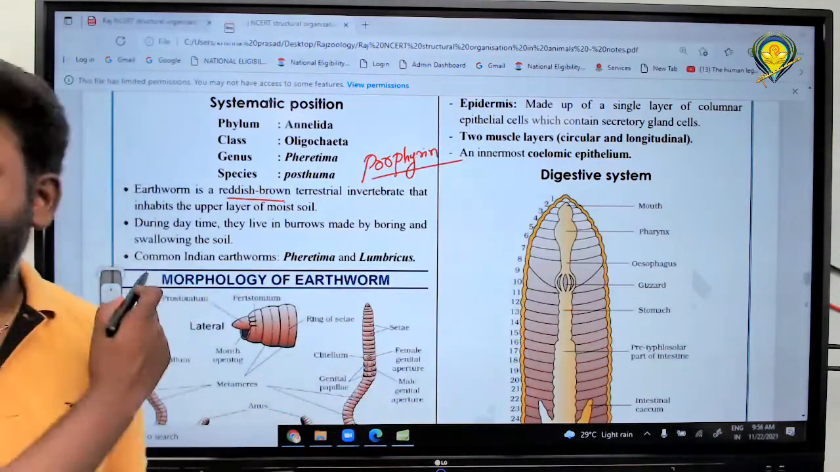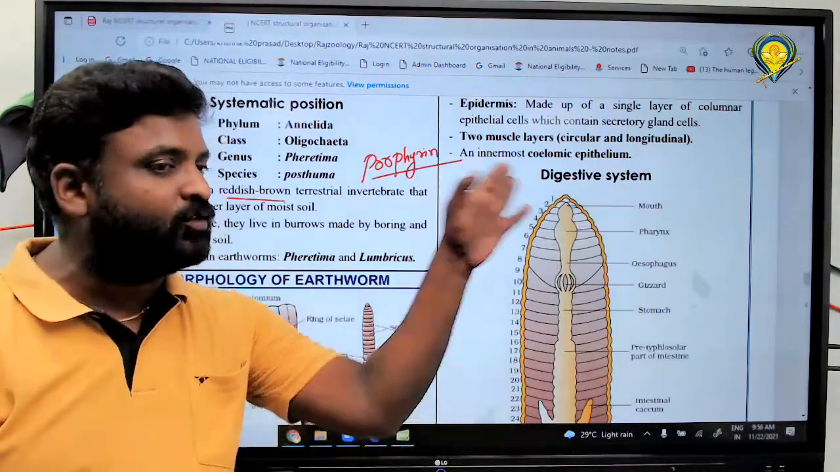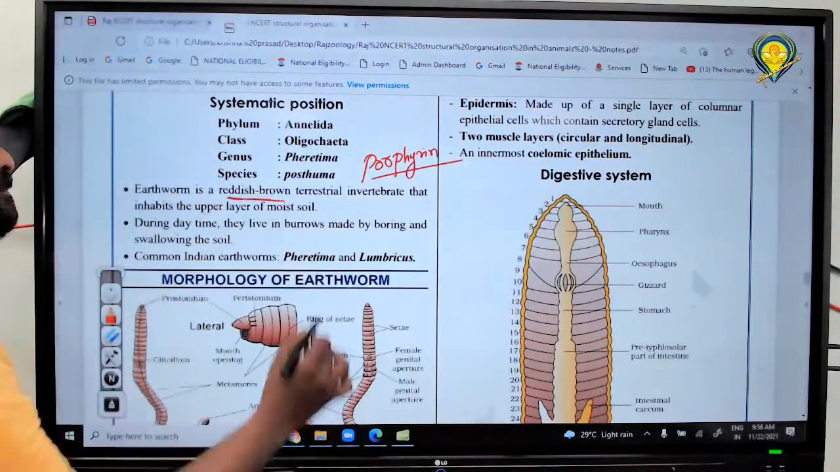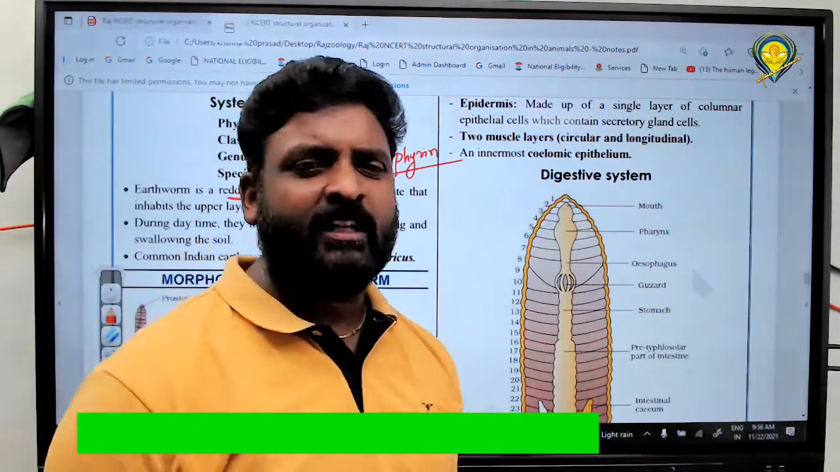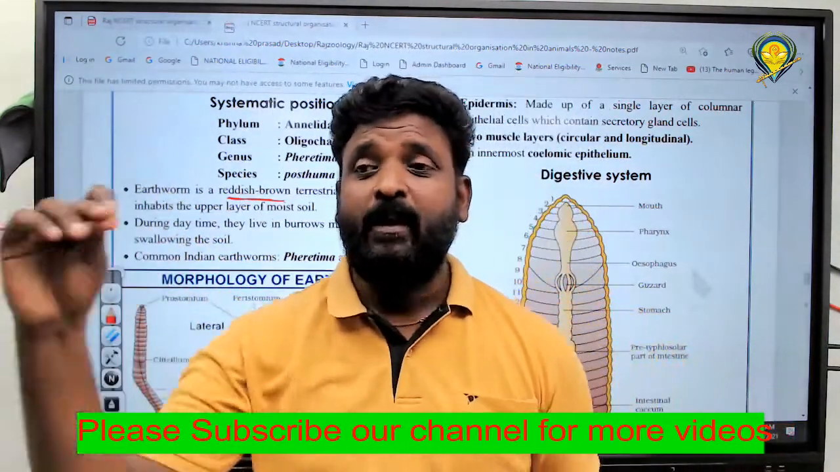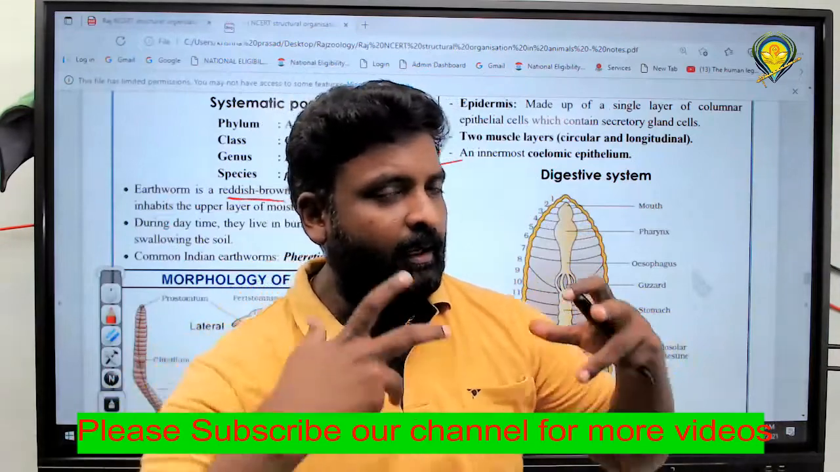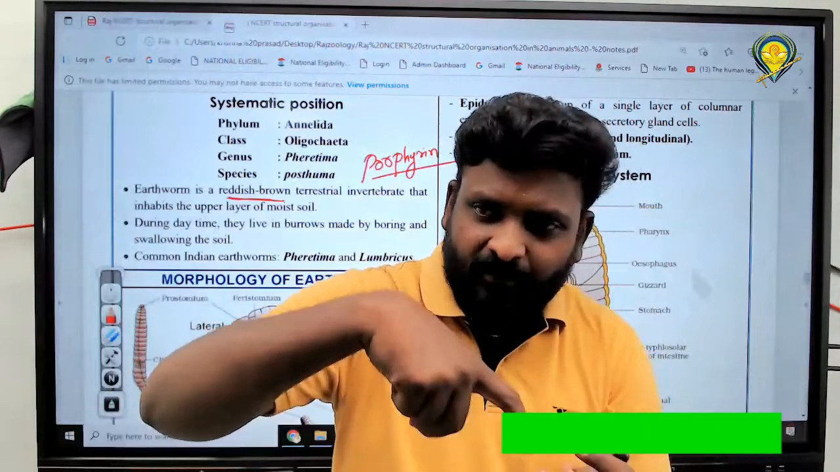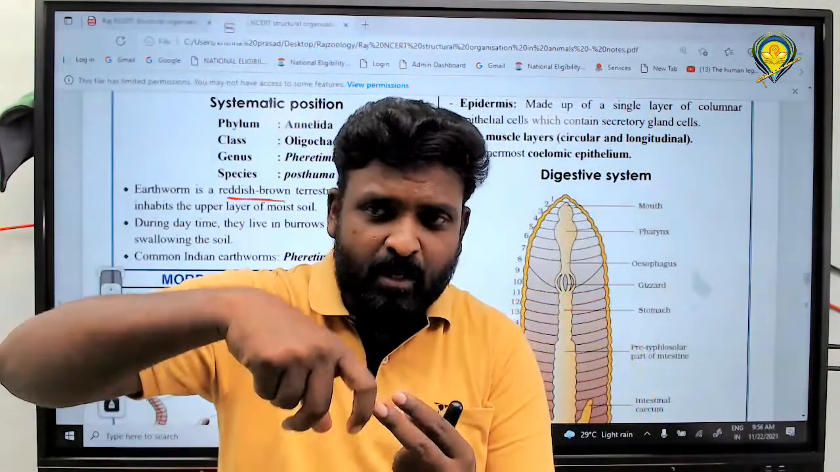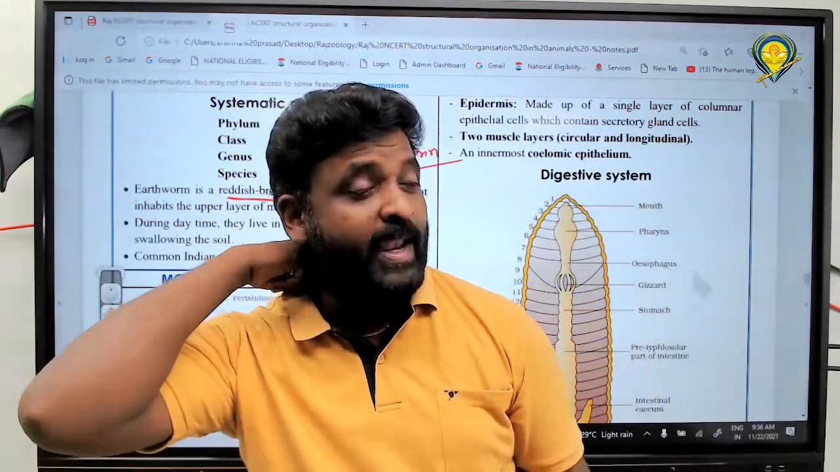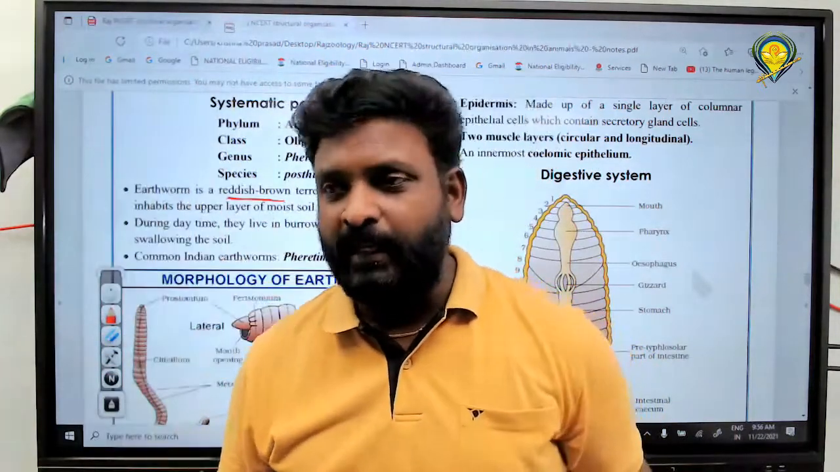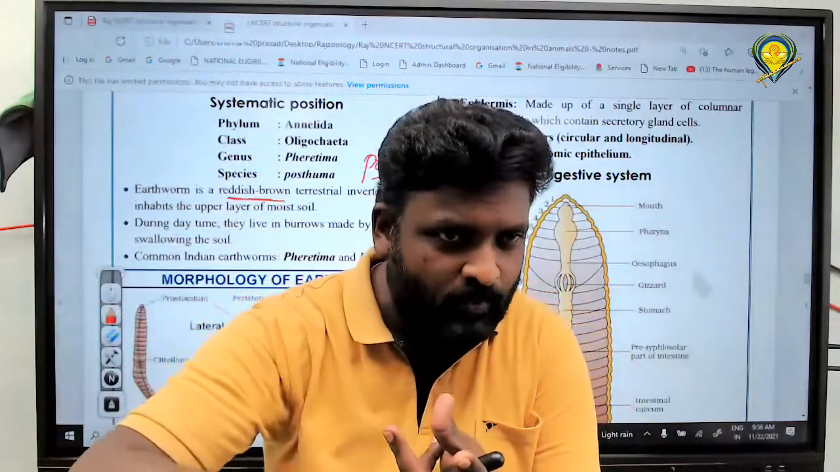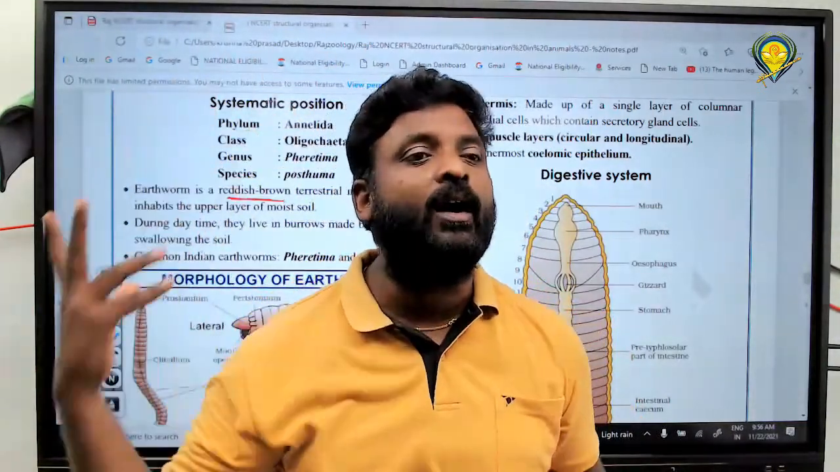Porphyrin is the pigment in the earthworm, and the color is reddish brown. And it is terrestrial and aquatic. Most of them are terrestrial, because during the summer they can enter the burrows in the soil. Whenever the rainy season comes and rain enters the burrows, there is a chance for the earthworms to come out.